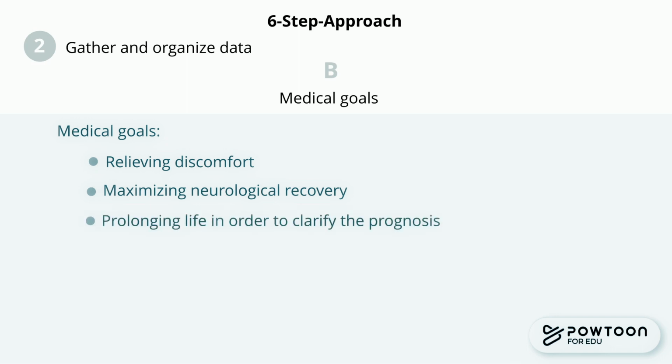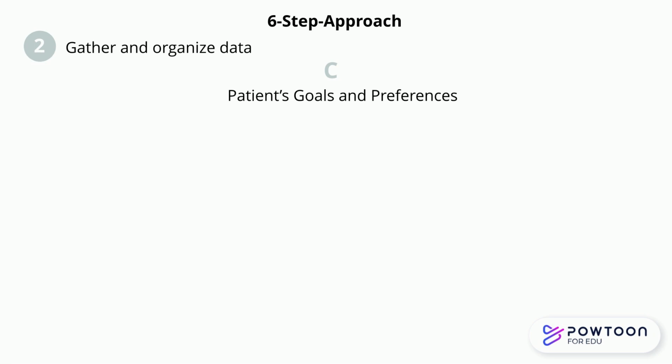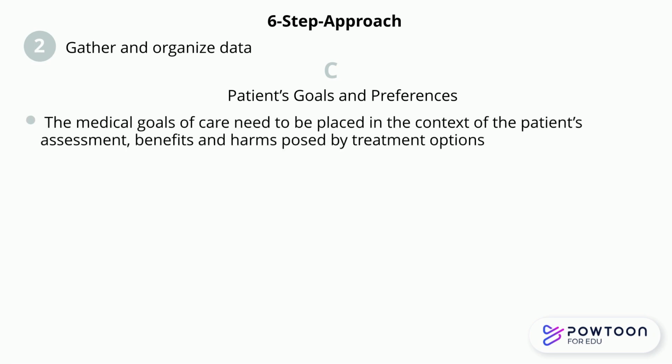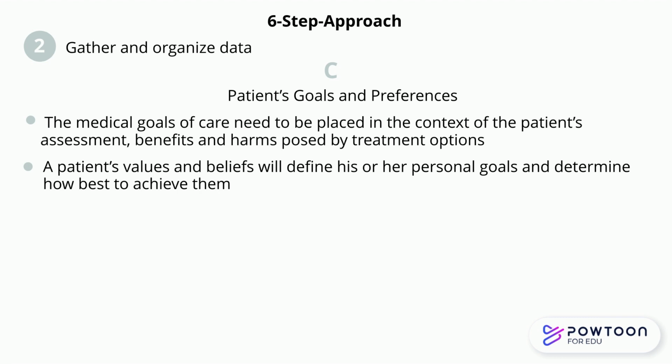prognosis. C. The patient's goals and preferences. The medical goals of care need to be placed in the context of the patient's assessment of the benefits and harms posed by treatment options. A patient's values and beliefs will define his or her personal goals and determine how best to achieve them.